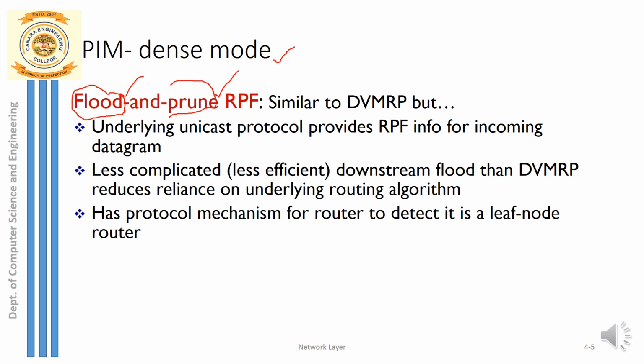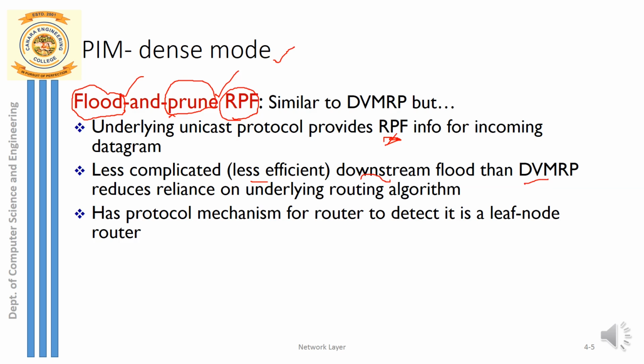Those routers which do not want to be a part will send the prune message, and then they keep themselves away from this multicasting tree. Here the RPF technique is followed. The reverse path forwarding technique is followed for accepting the packet, that is, shortest path calculation is done back to the source. For every incoming datagram, RPF is the technique that is used, and here it is less complicated, or you can call it less efficient downstream flood than DVMRP.